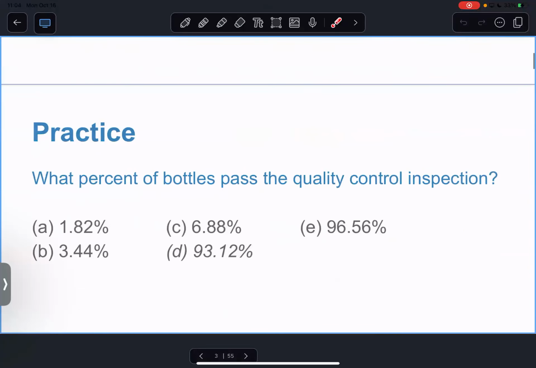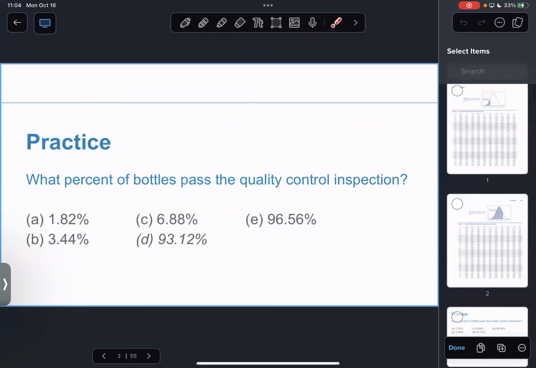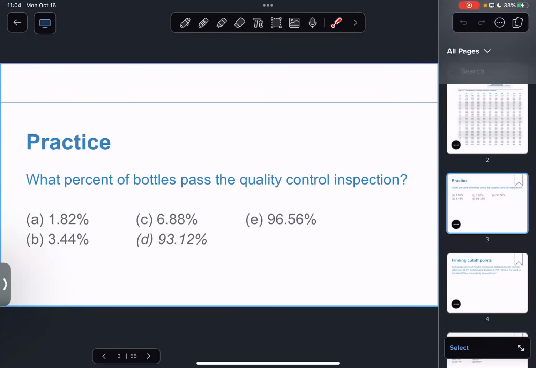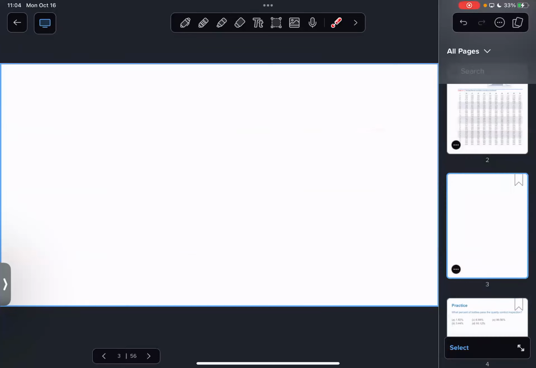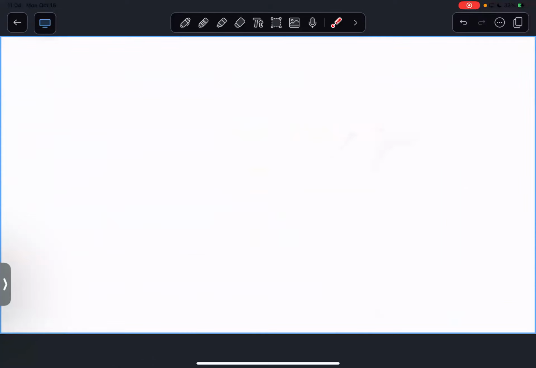I brought in the tables, but I'll also add a page here. Oops. Okay.